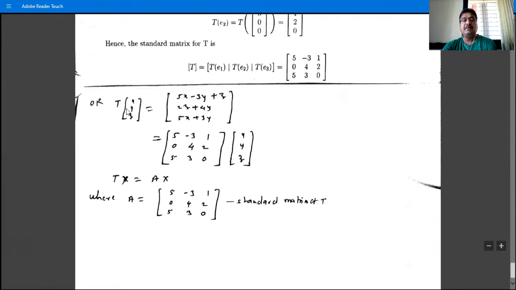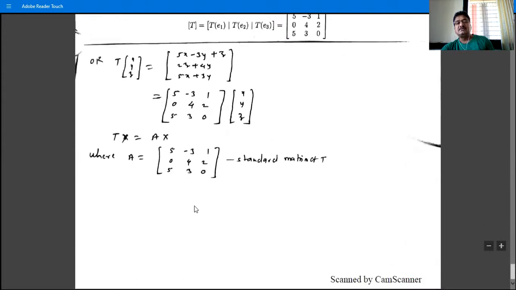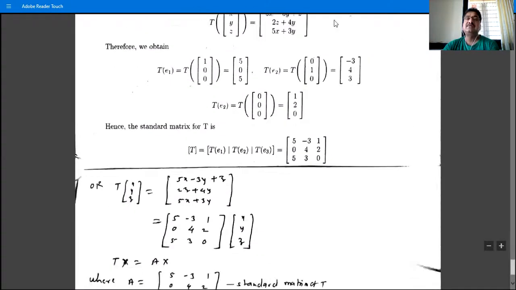What is the kernel of T? It is the null space of the matrix A, and the range of T is the column space of the matrix A. So in order to do the next topic, the kernel of T and range of T, we have to write the linear transformation in matrix form. That is why we find the standard matrix for a linear transformation. We'll see some more examples on this matrix representation.